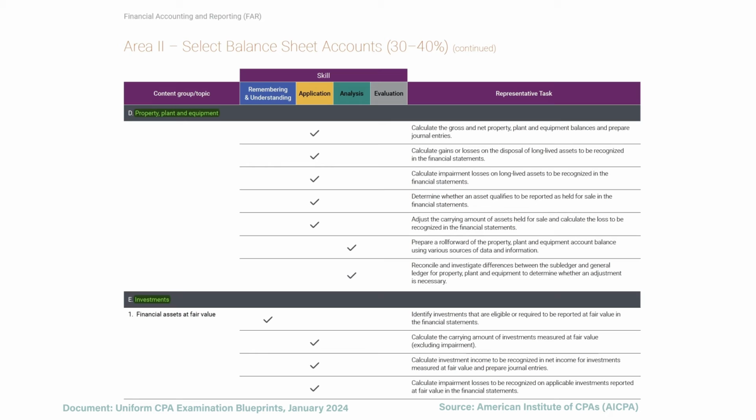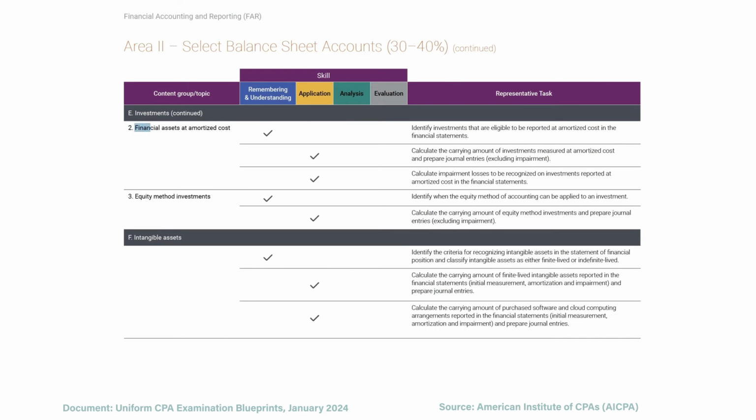From there, we have investments. So we need to identify investments that are eligible to be reported at their fair value. Next, we need to look at when you're going to impair different investments. So we're looking at the different categories of investments and their accounting rules. Next, we have certain investments that are not updated to their fair value, but they are amortized based on the cost of them. And then we have equity method investments when we own 20 to 50% of investments. So we need to know the journal entries for equity method investments.